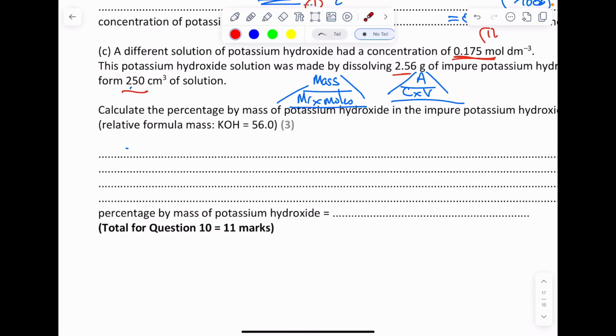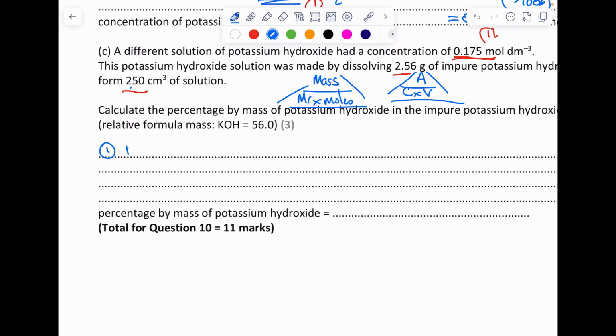Okay, so in this part of the question, we're told that this is the concentration in moles per decimeter cubed, and this is the pure material, but we started off with 2.56 grams of impure. So we need to work out how much of this material is pure and then compare it to this to get this percentage amount of potassium hydroxide. So to do this, first job is to convert this concentration in moles per decimeter cubed to grams per decimeter cubed. And to do that, we're going to use this triangle because what we're trying to find here is the mass. So let's just write that down so we remember.